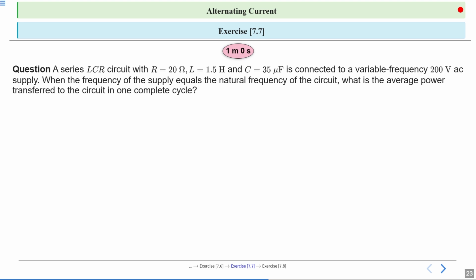Then at resonance, what is the average power transferred to the circuit in one complete cycle? Okay, so you have to calculate this. I will give you some time to think about it.